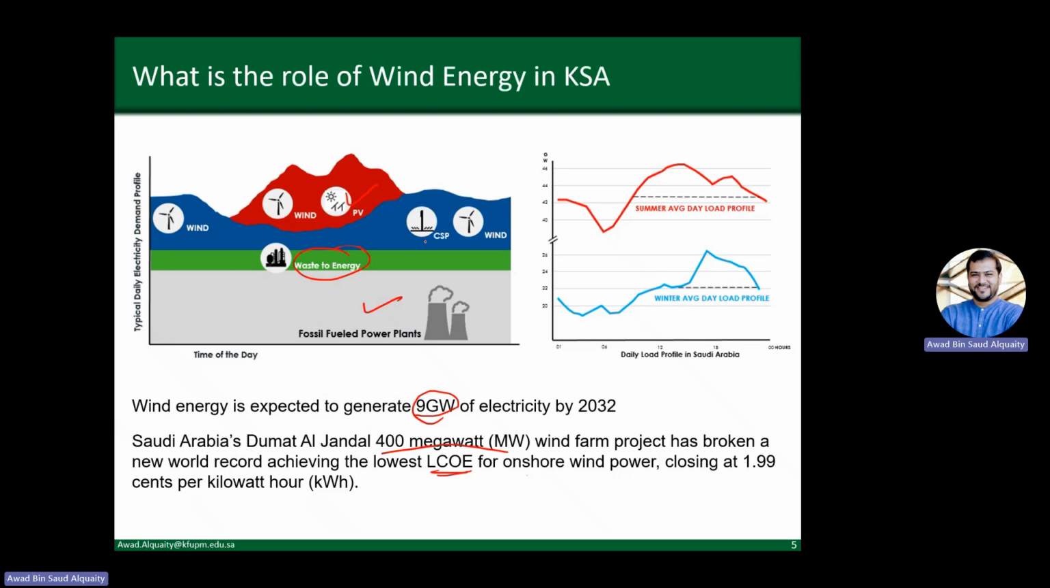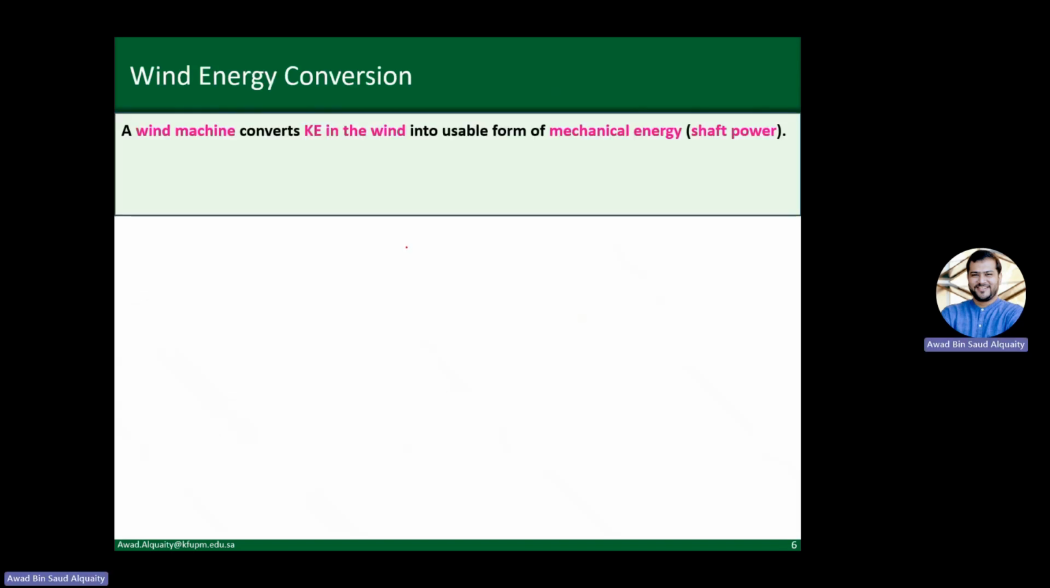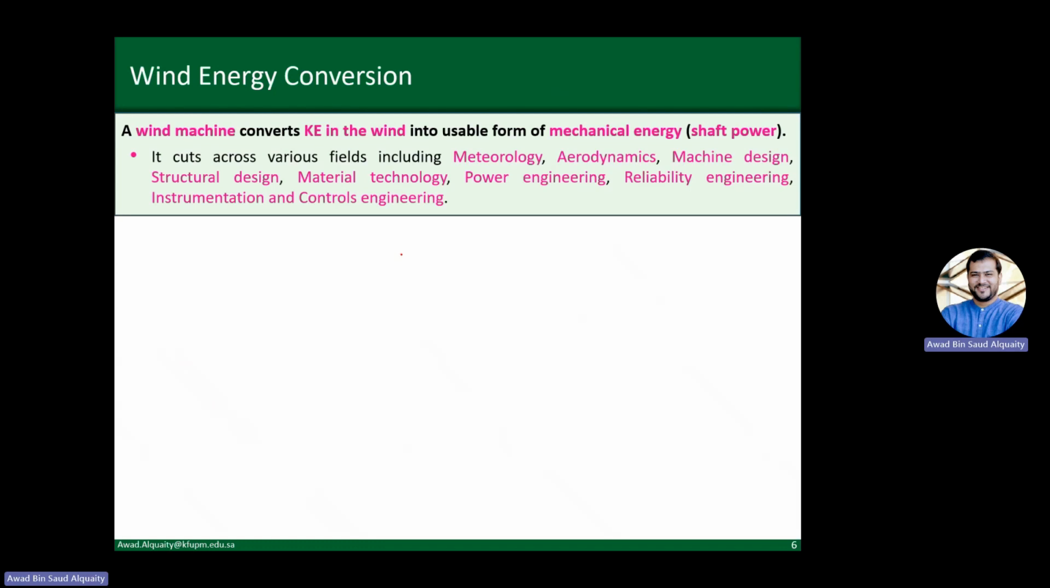decarbonization efforts, and we'll look at how this all works together and how we can achieve that, through understanding the basics of wind turbines and wind energy generation in general. Now, in terms of extracting or harnessing energy from the wind, any machine that converts the kinetic energy available in the wind into a usable form, into shaft power, we could call it a wind machine, wind turbine, windmill, whatever.